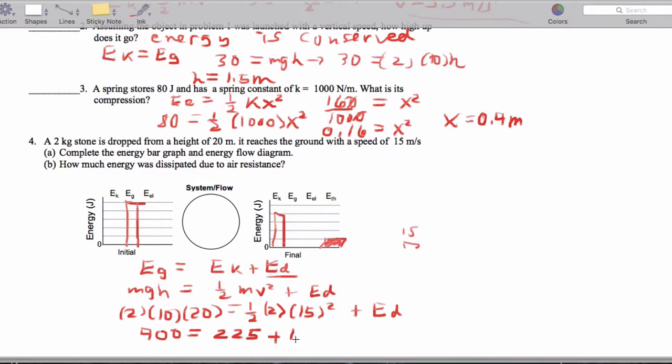Plus E dissipated. And so the dissipated energy ends up actually being 175 joules worth. So that's our dissipated energy. And that's the answer to number 4. That finishes up the first page of our second practice exam.